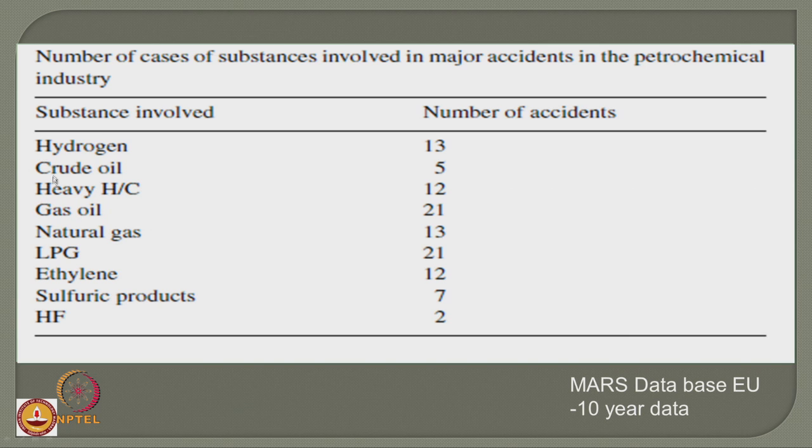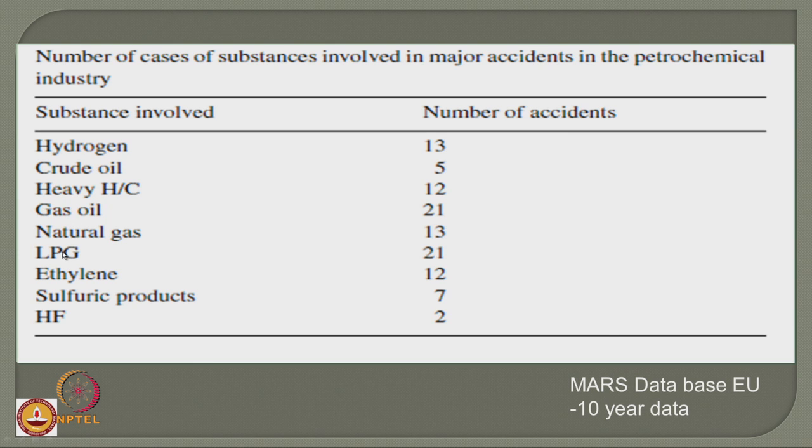gas oil. So, hydrogen, crude oil, heavy hydrocarbons, gas oil, natural gas, LPG, ethylene, sulfuric products and HF, which includes a very nominal number. The major contribution essentially comes from the LPG, or it also comes from gas oil. So, these are the two segments which are contributing as a substance involvement in major accidents in the petrochemical industry. So, both of them will include, interestingly, a dispersion of chemical release in the atmosphere, which can cause serious damage to the society or to the people living around, or can even damage the adjacent neighborhood properties as well.